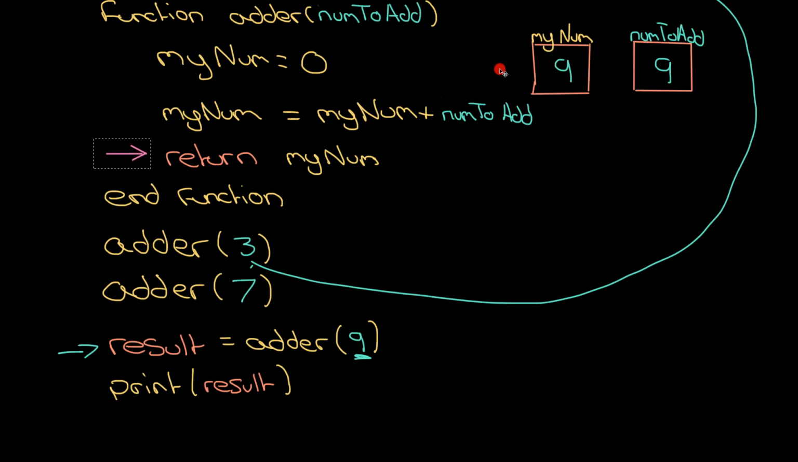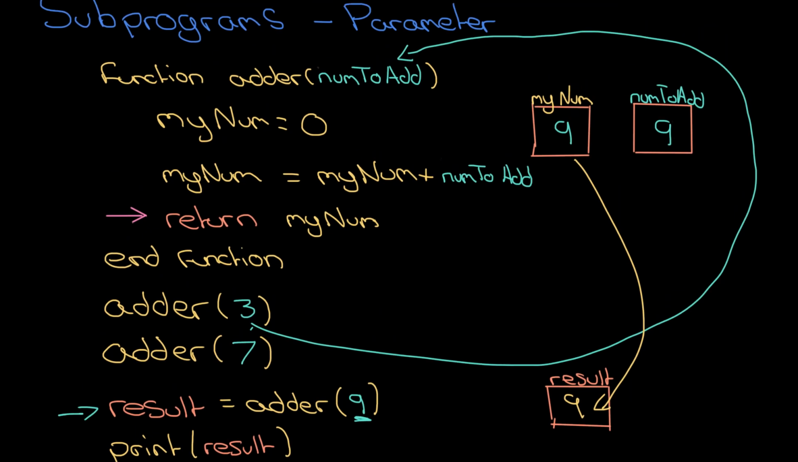We'd return what's in mynum, and so here we've got result equals adder 9. I'd have a new variable created down here called result. What's been returned? What's the value in mynum when I use this word return? It's number 9, so 9 is going to get put into result. Because of that, when I go to print result, I will get 9 output onto the screen. So that is how parameters work generally, and that's how you return a value, and they make subprograms massively useful.